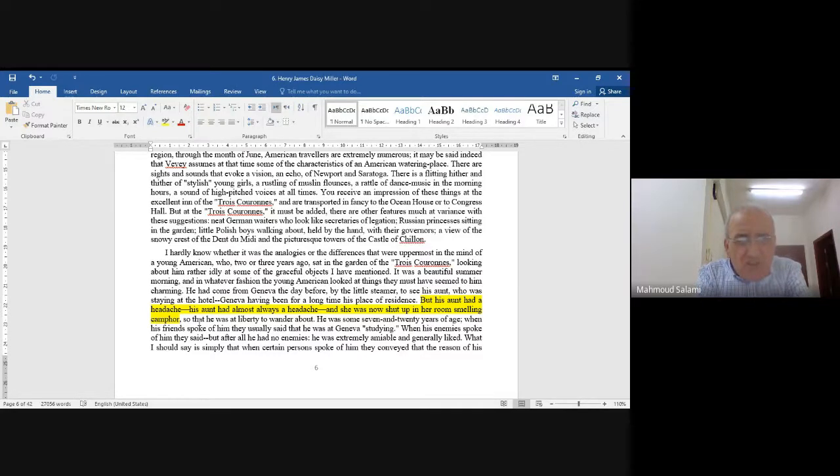Notice, he was at liberty to wander about. He was some seven and twenty years of age. So he's a 27-year-old man, an absolutely perfect young man. He's only 27. When his friends spoke of him, they usually said he was at Geneva studying.